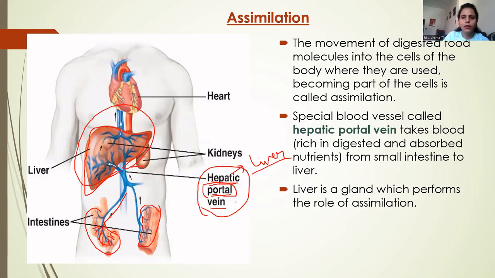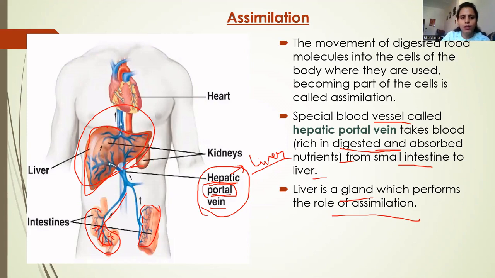And what is the purpose of this transportation? This is because the liver performs the job of assimilation. So blood from the small intestine has to first go to the liver. The liver will do the job of assimilation, and then it will distribute blood to different body parts. The hepatic portal vein is a special blood vessel. It takes blood rich in digested and absorbed nutrients from the small intestine to the liver. And the liver is actually a gland which performs the role of assimilation. So the liver is an organ as well as a gland.